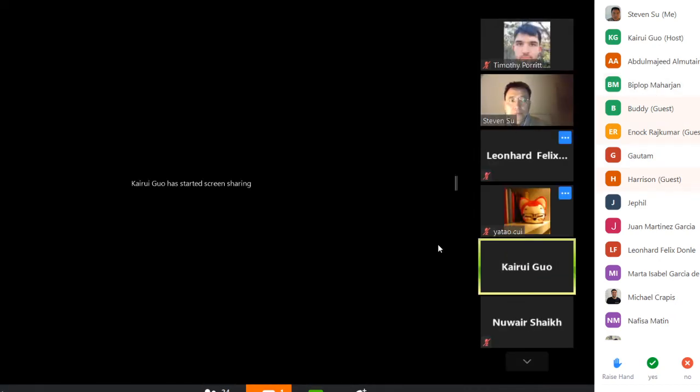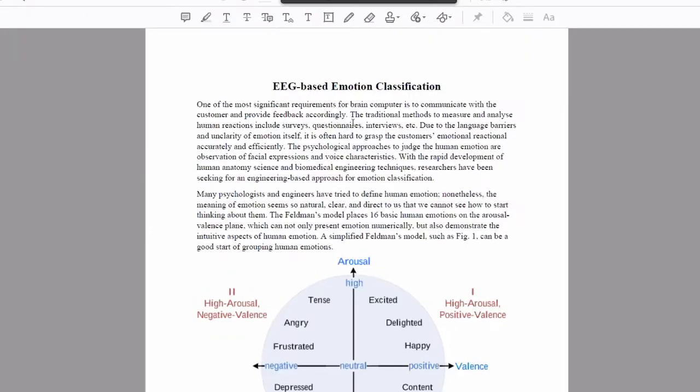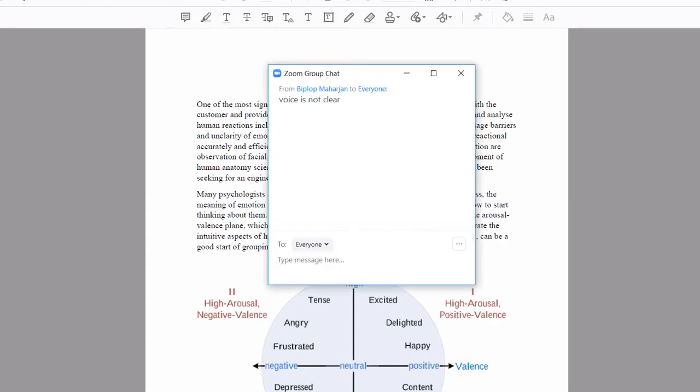Okay. So this is the EEG-based emotion classification project that we are offering for Stage 3. The background of this project is that we want to use machine learning techniques to identify human emotions based on their EEG signals.